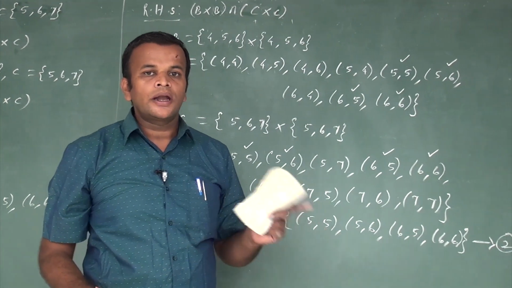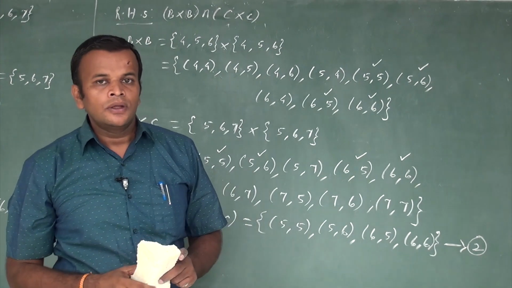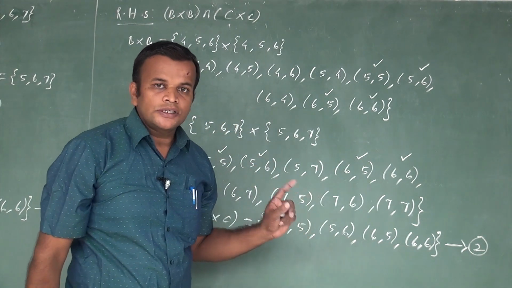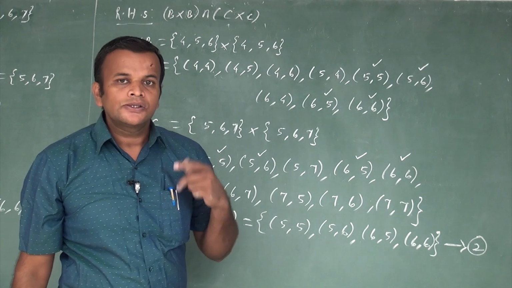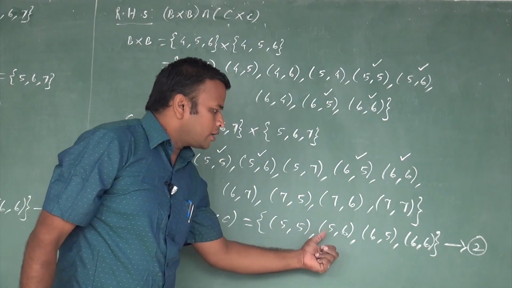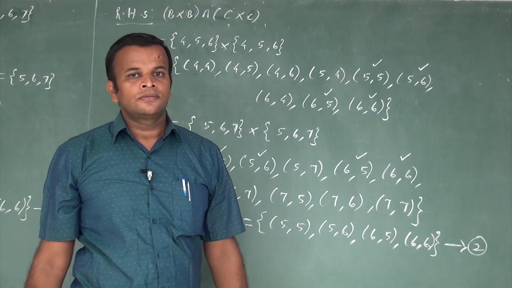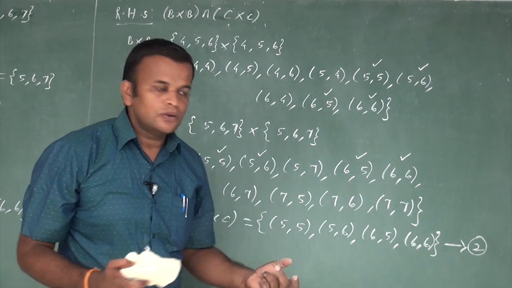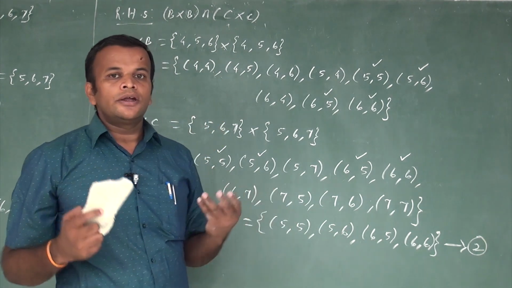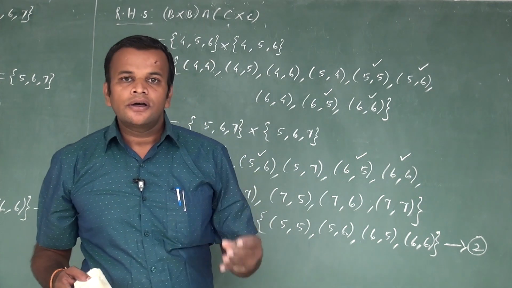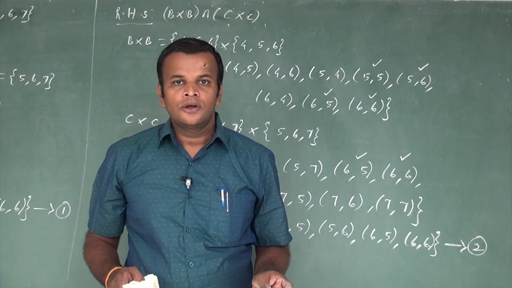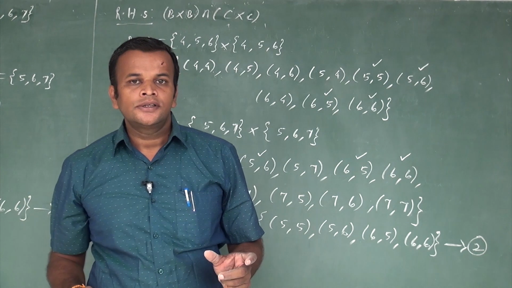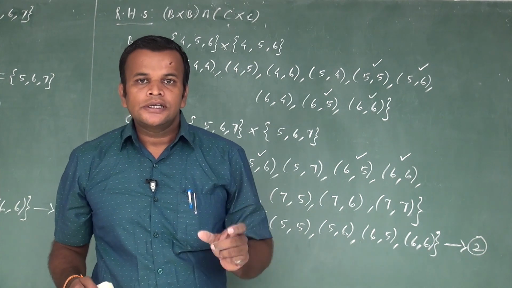Now we check from 1 and 2. In 1 and 2, both involve common elements. In 1 also we see there are 4 ordered pairs, starting from 5 comma 5, 5 comma 6, 6 comma 5, 6 comma 6. So both LHS and RHS have the equal number of ordered pairs and also the same pairs. So from 1 and 2 we conclude LHS and RHS both are equal. Therefore, the Cartesian product of A and A, that is A cross A, is equal to B cross B intersection C cross C.